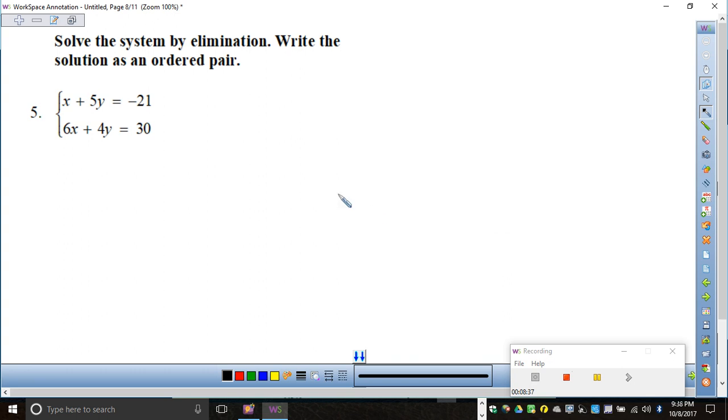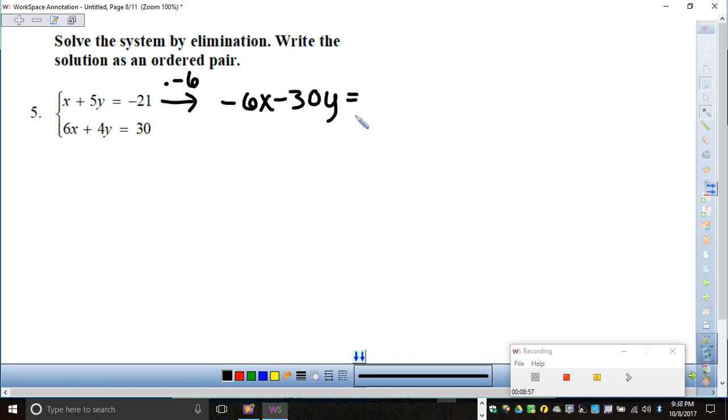All right, number 5, we're going to solve this system using elimination. So what would probably be easiest on this one is to eliminate x, because we only have to change the top equation. So if we multiply everything in the top by negative 6, we get negative 6x minus 30y equals 126. Keep everything in the bottom equation the same.